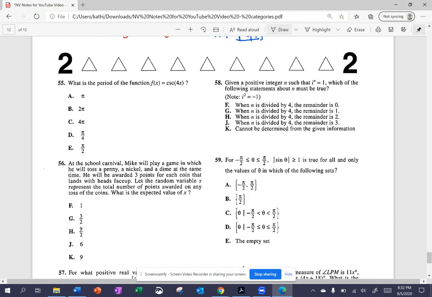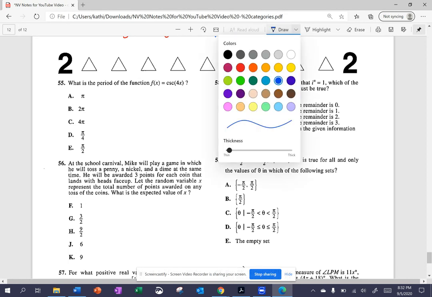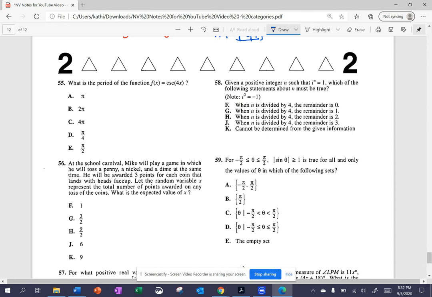55. We are on the last page. What is the period of the function f of x equals cosecant of 4x? So period equals 2 pi divided by b for cosecant, and we will get to this towards the end of the first semester, so most of you should not have had this yet. So my b value is 4. So substituting in, this is going to be 2 pi divided by 4. So simplified, this is pi over 2.